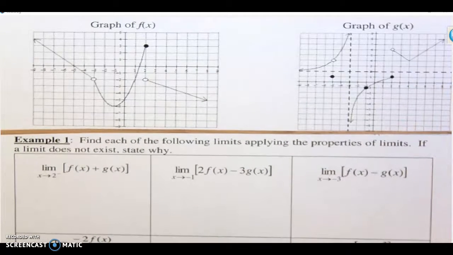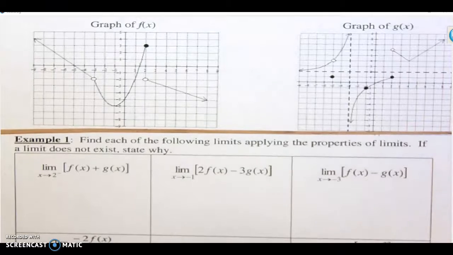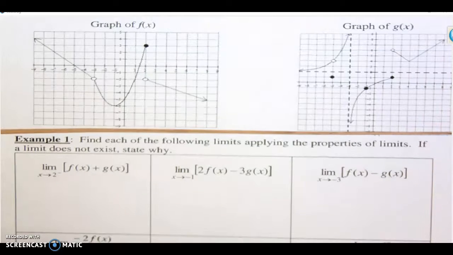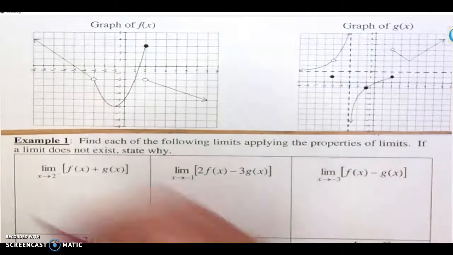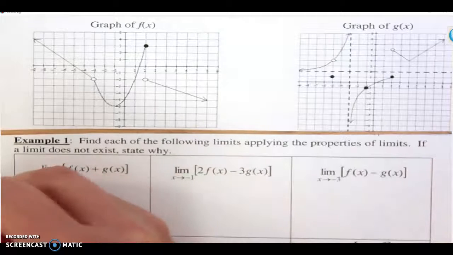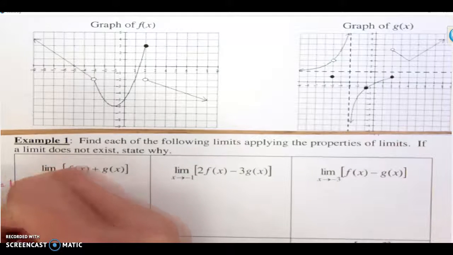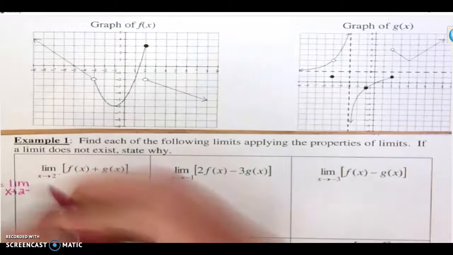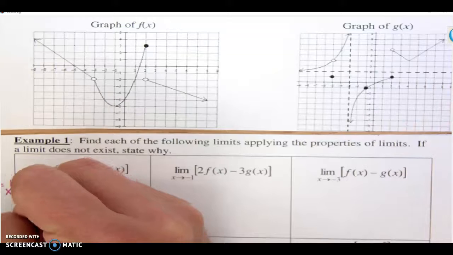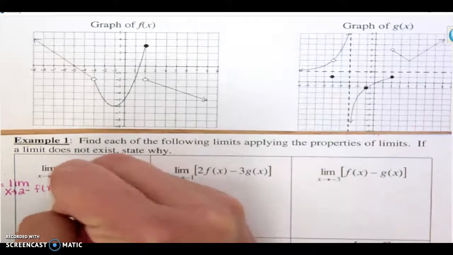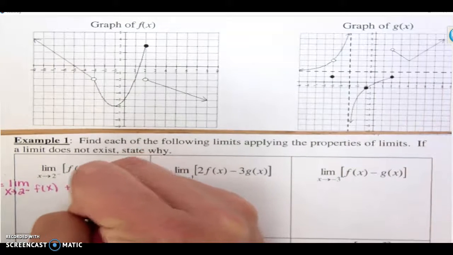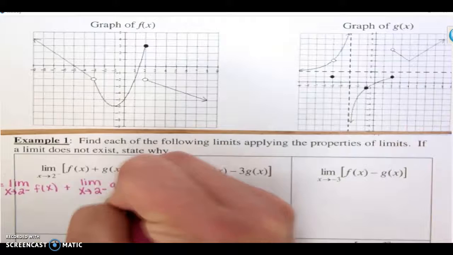So what we're going to do here is, first off, we need to rewrite this as two separate limits to show that you know the notation. Because remember, you're going to have a lot of free response type questions, and you have to show all your work. So you got to show all your steps. So this is the same thing as saying the limit as x approaches 2 from the left of f of x plus the limit as x approaches 2 from the left of g of x.